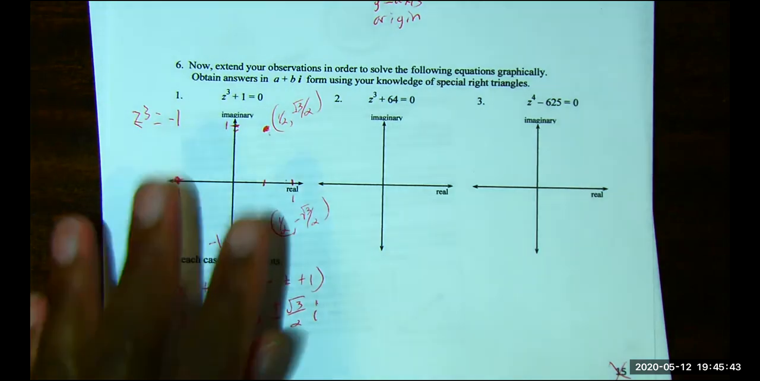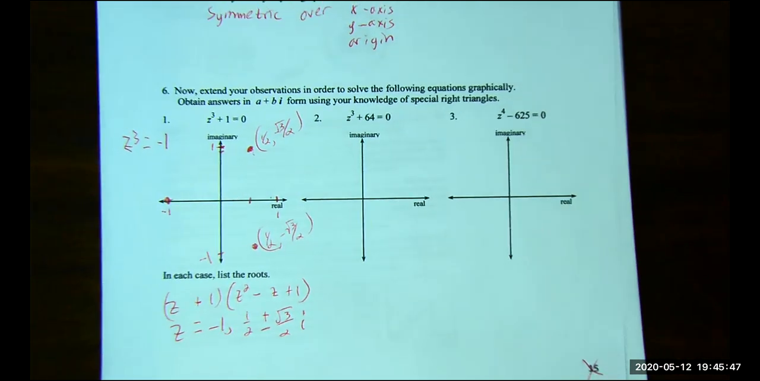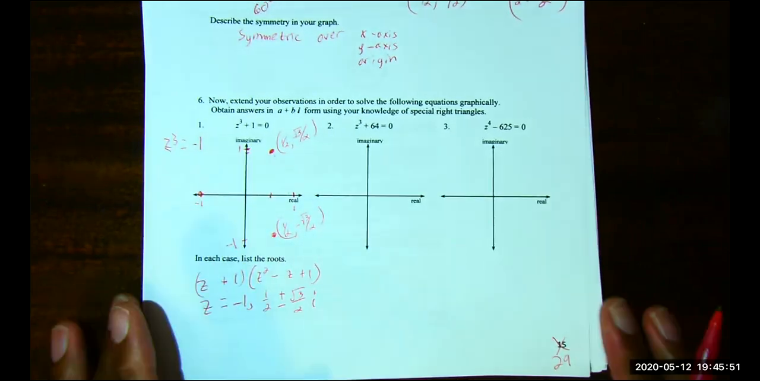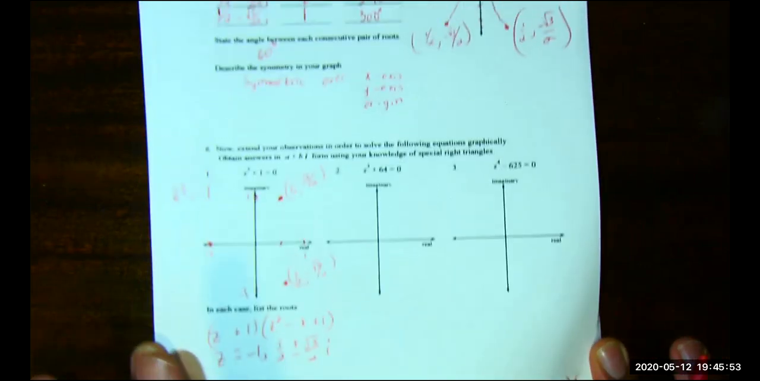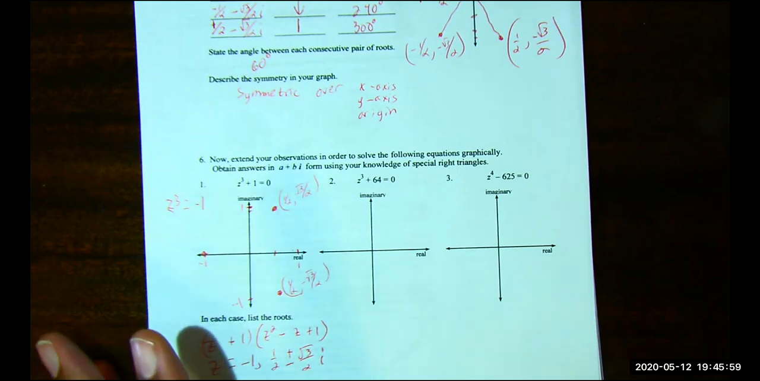Do this as you see fit. I already did the z to the 6. Let me do some of these. Let me do this negative 625 just to show you what it's like doing something where it's not set equal to 1.